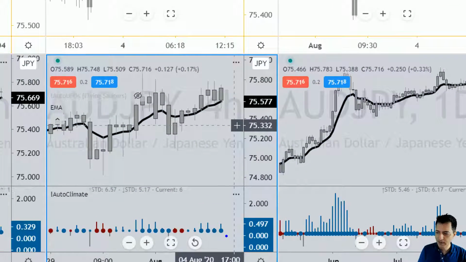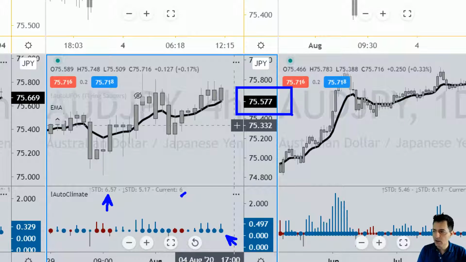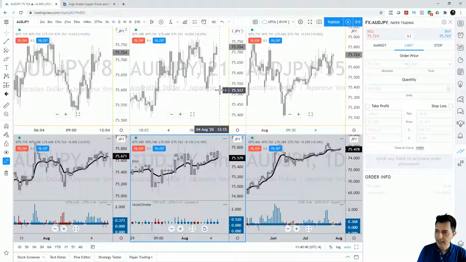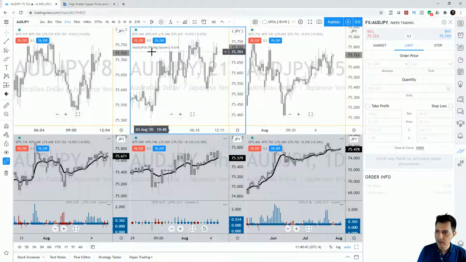So we are dealing here with a climate which is confirmed to the upside. We've been in this climate for 6 candles. Statistics suggest 7 candles for this climate, and therefore we are not late to the party. It's not very soon, but it's not late for the party. 75.57 is our reference point. Therefore I'm going to use the 21-minute time frame to turn on AutoUFOs and see if we have a UFO enveloping 75.57.